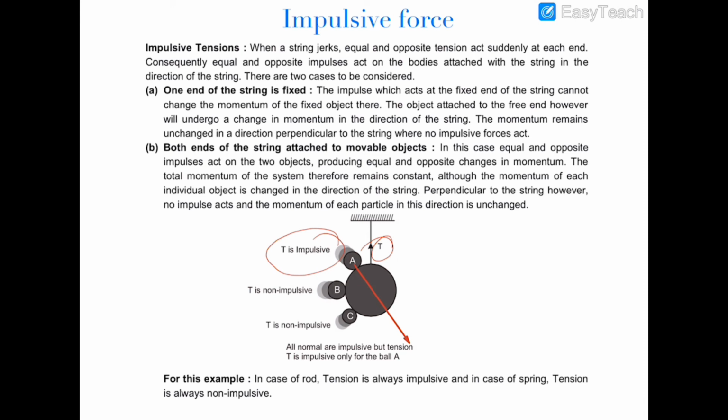But when ball B strikes in this direction, there would be no effect on the tension, because tension acts in the vertical direction, and the impulse of ball B acts in the horizontal direction. So there would be no change in the tension of the string. In that case, it would be a non-impulsive force. And when ball C strikes from the bottom, the impulse which C applies is in the upward direction, and it would decrease the tension. So this tension would also be non-impulsive because its magnitude is less. So this is the case of impulsive tensions.